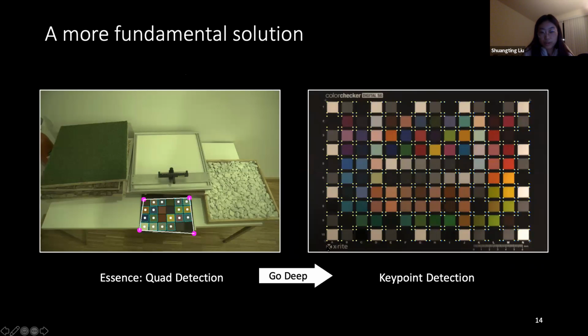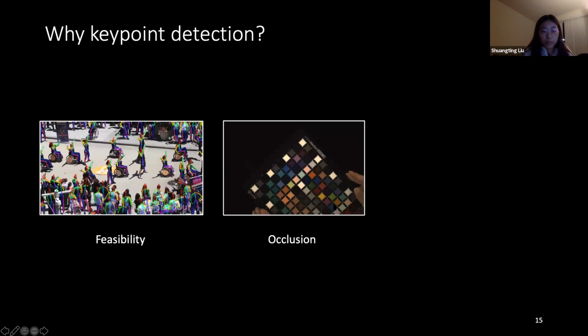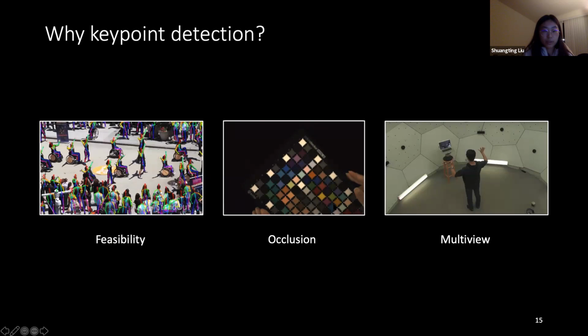Actually, we treat each corner of each color patch as a key point, and we want to do key point detection. There are three main advantages of using key point detection. The first one is feasibility, because key point detection is already successfully used in many complex scenarios like human key point detection. So we believe this method can also work in our project.